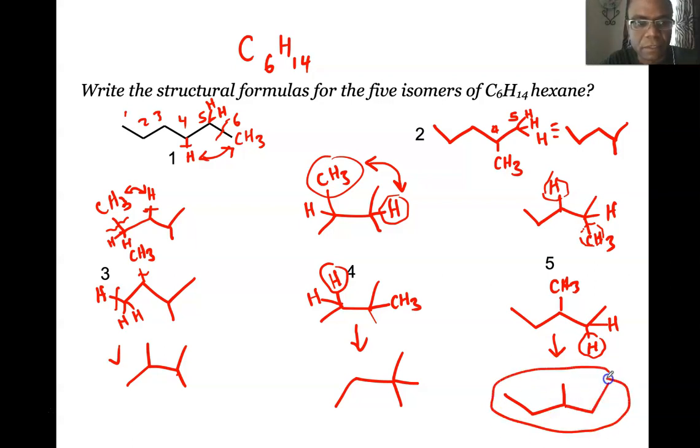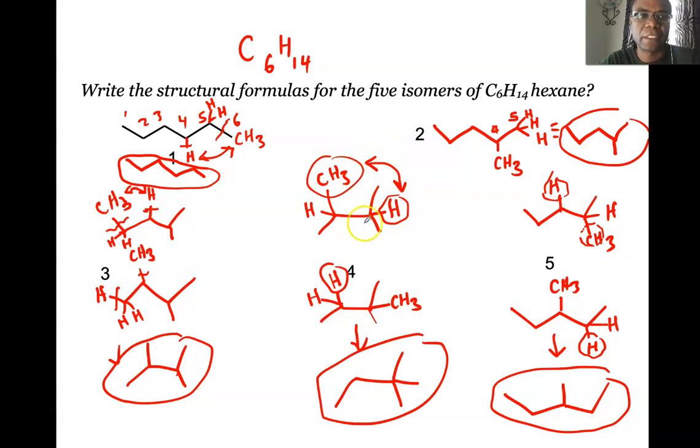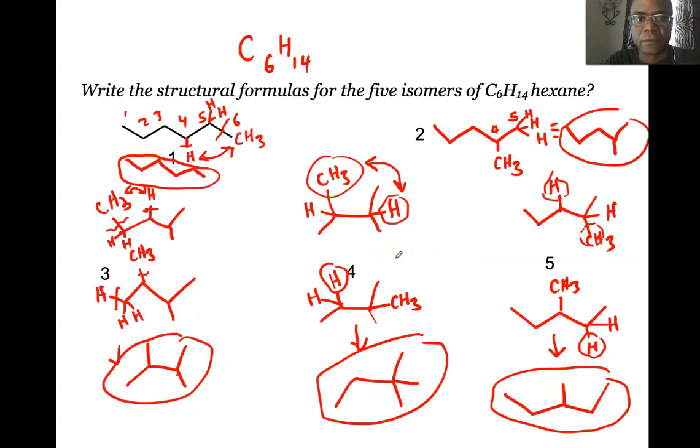So that's one isomer. That's the second isomer. Of course, this is an isomer in itself. Third isomer, fourth isomer, and the fifth isomer. So that's the process of finding isomers. Practice how to find the 9 isomers in heptanes. So next, we'll talk about physical properties of hydrocarbons.